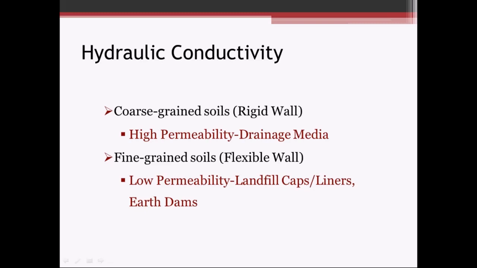Okay, moving on to hydraulic conductivity. There's 2 methods depending on the soil type. For coarse grain soils, the rigid wall is the test that's typically run. And these soils typically have a high permeability, something like a drainage zone or drainage media. For fine grain soils, the test is a flexible wall, and that's usually performed on low permeability soils, such as for landfill caps, liners, or earth dams.